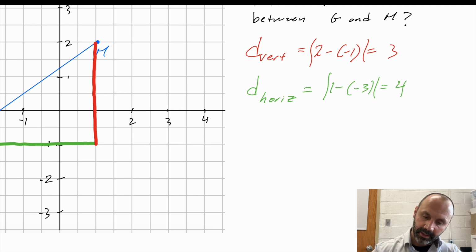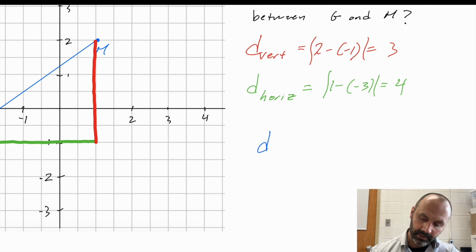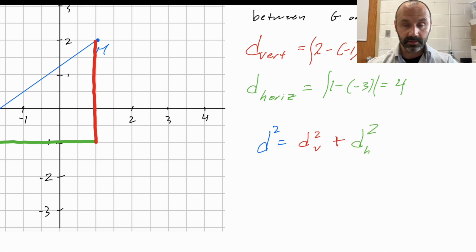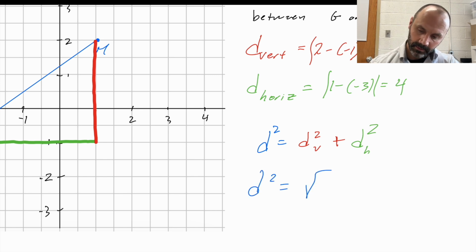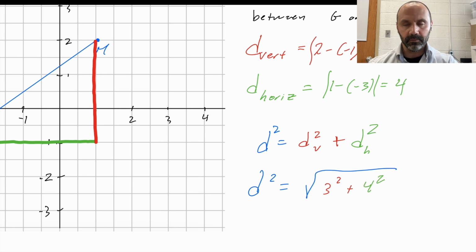So how does the Pythagorean theorem work now? Well, the overall distance squared equals the vertical distance squared plus the horizontal distance squared. And we have those distances here, as you can see. And so d squared is going to be the square root of 3 squared plus 4 squared. Now you might realize this is a 3, 4, 5 right triangle. And so I'm going to get 5 here.